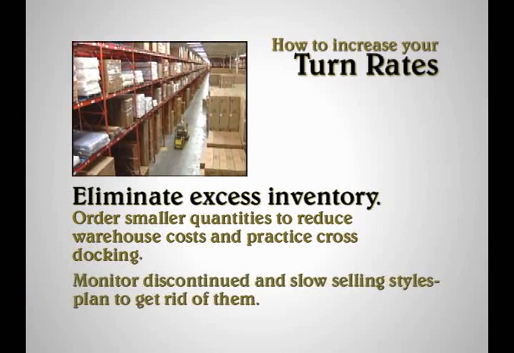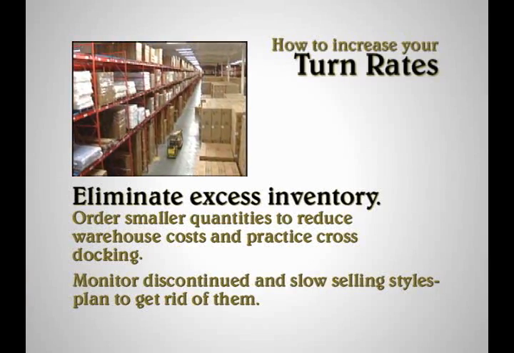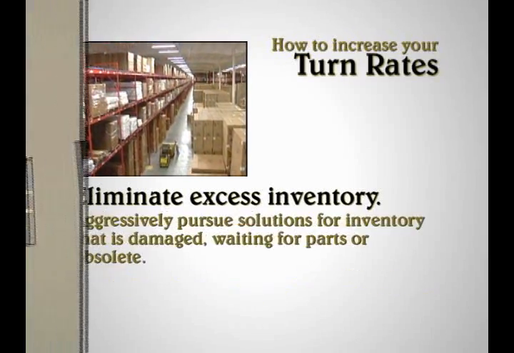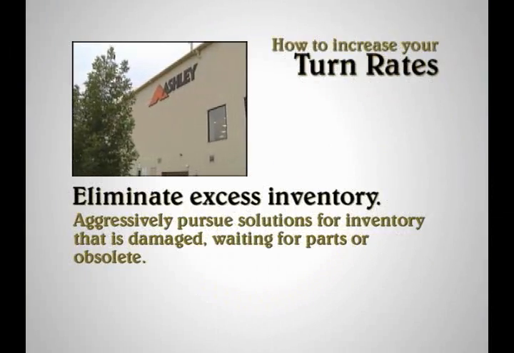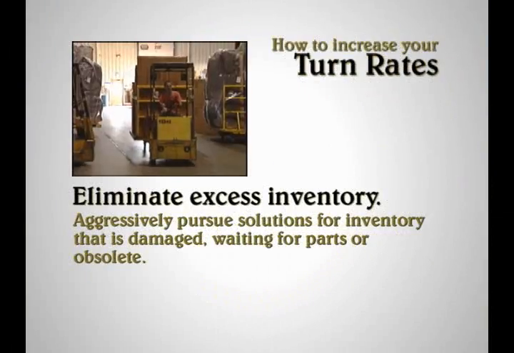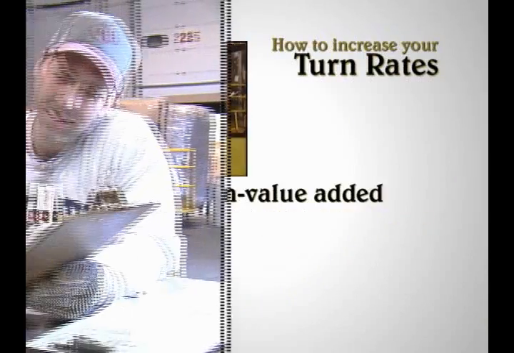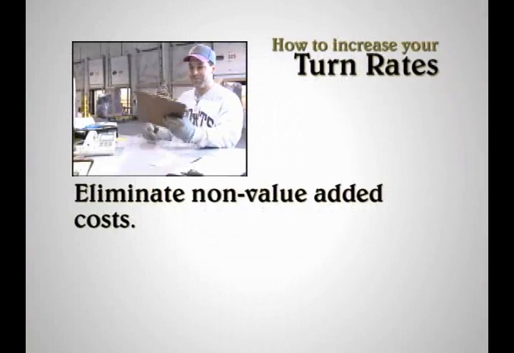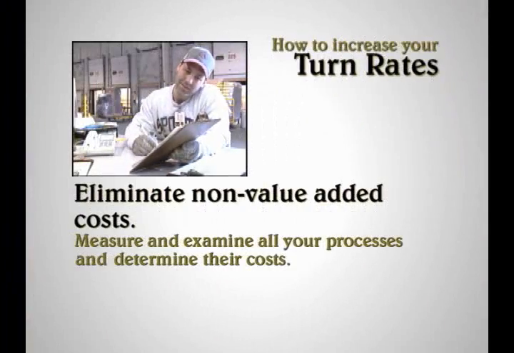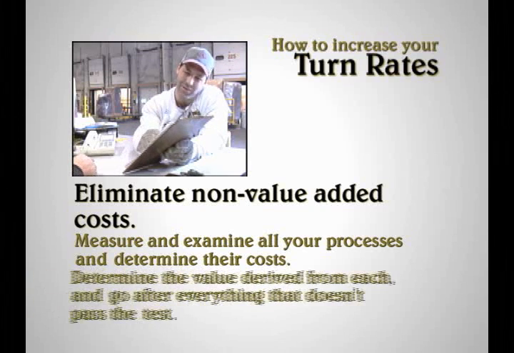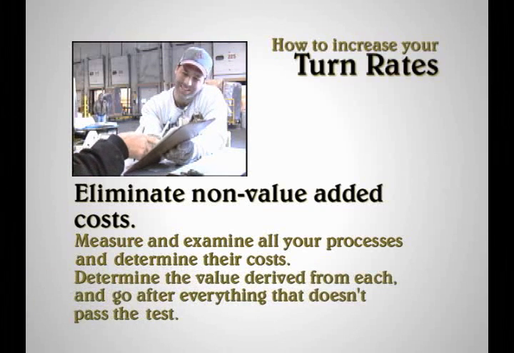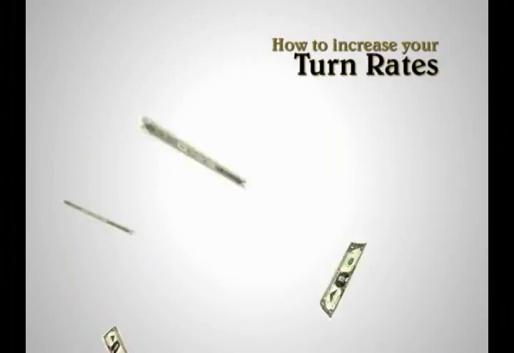You need to monitor discontinued and slow-selling styles. Plan to get rid of them. Aggressively pursue solutions for inventory that is damaged, waiting for parts, or obsolete. The only way to eliminate non-value-added costs is to measure and examine all of your processes and determine their costs. Then determine the value derived from each and go after everything that doesn't pass the test.